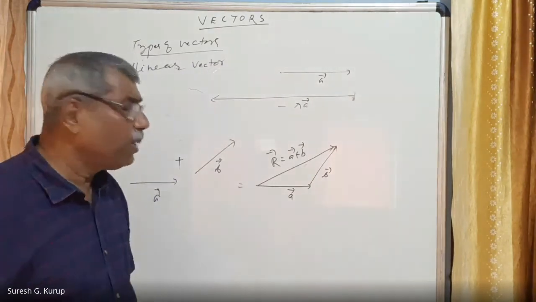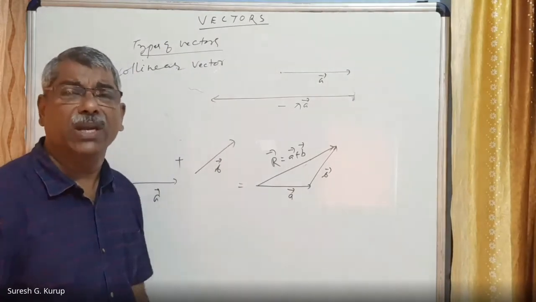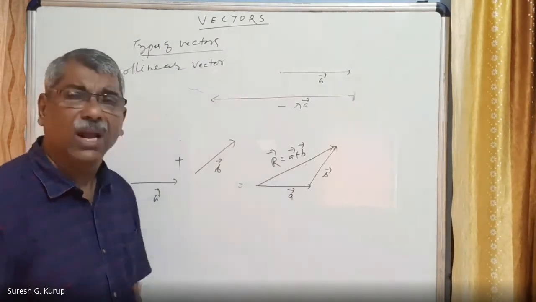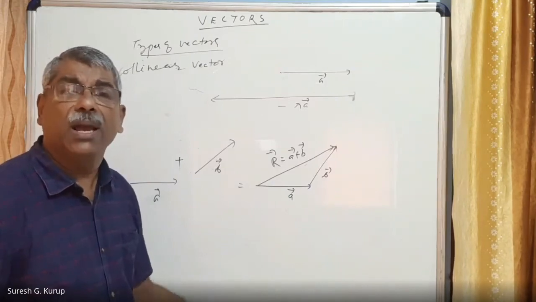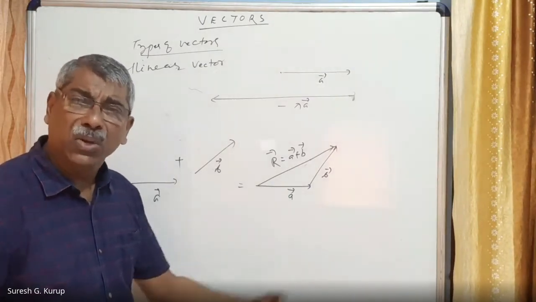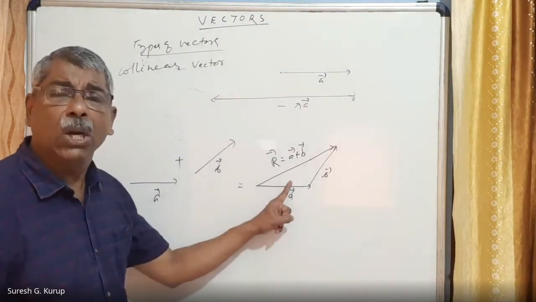And the next part, there is one more. There are many ways we can add vectors, and one is the triangle law of addition. The other is the parallelogram law of addition, and the other one is the polygon law of addition. Many ways vectors can be added. We study up to this much, the triangle law of addition of vectors.